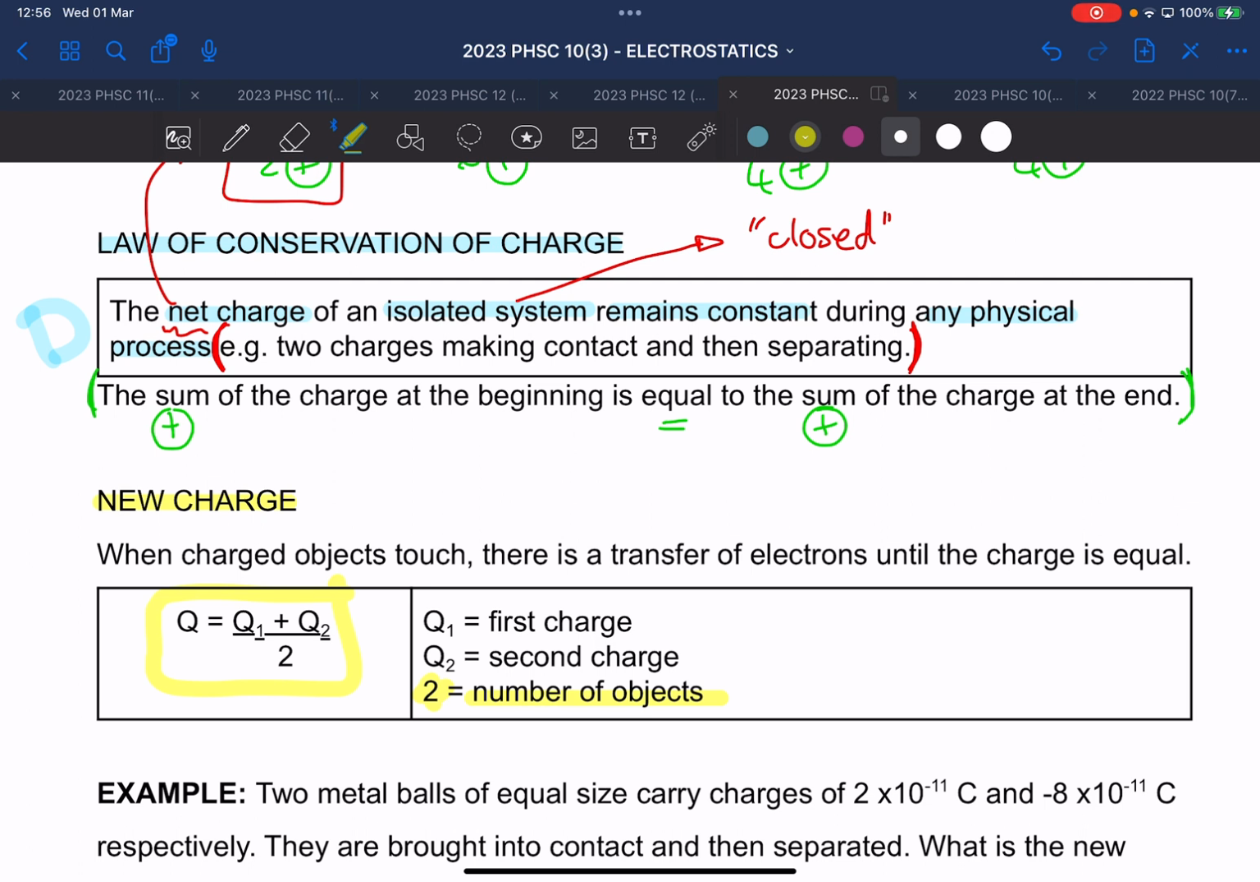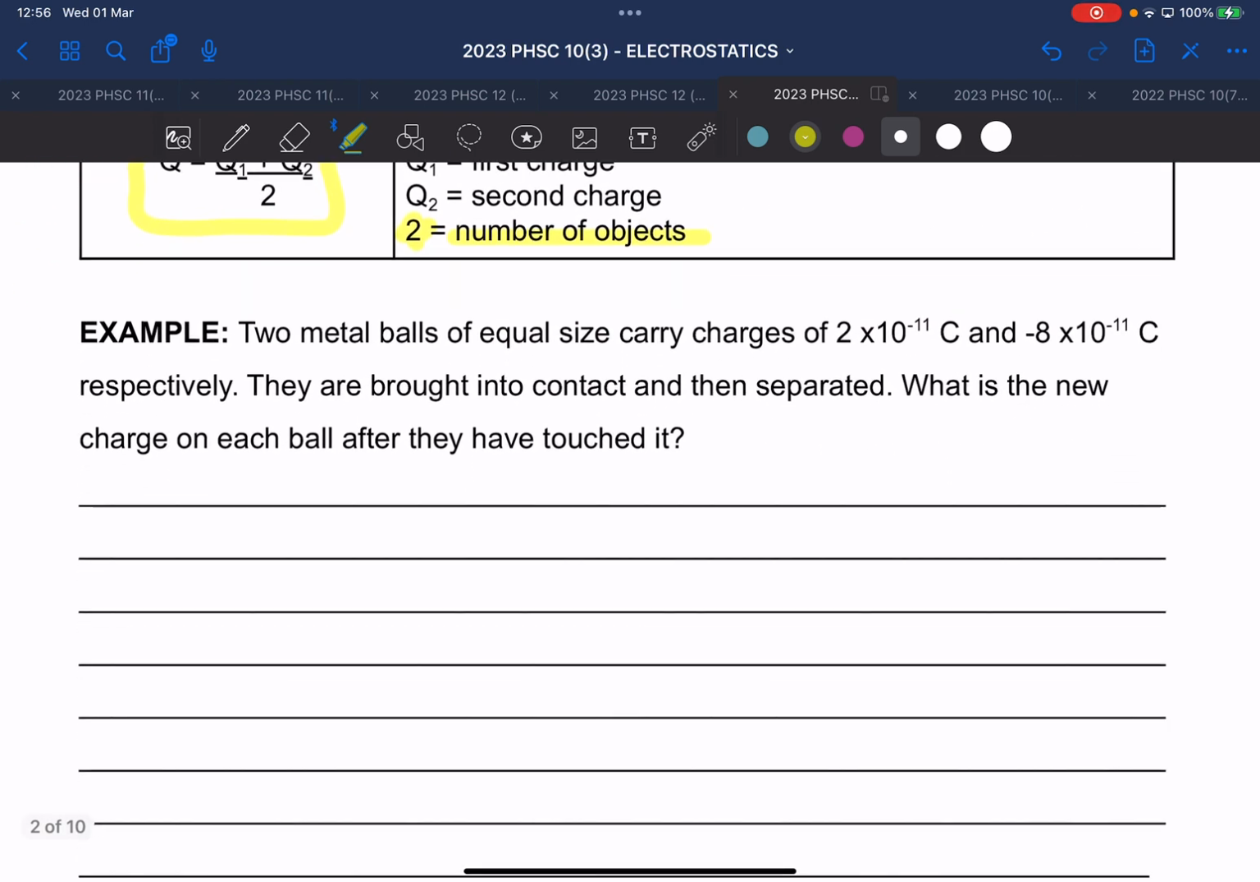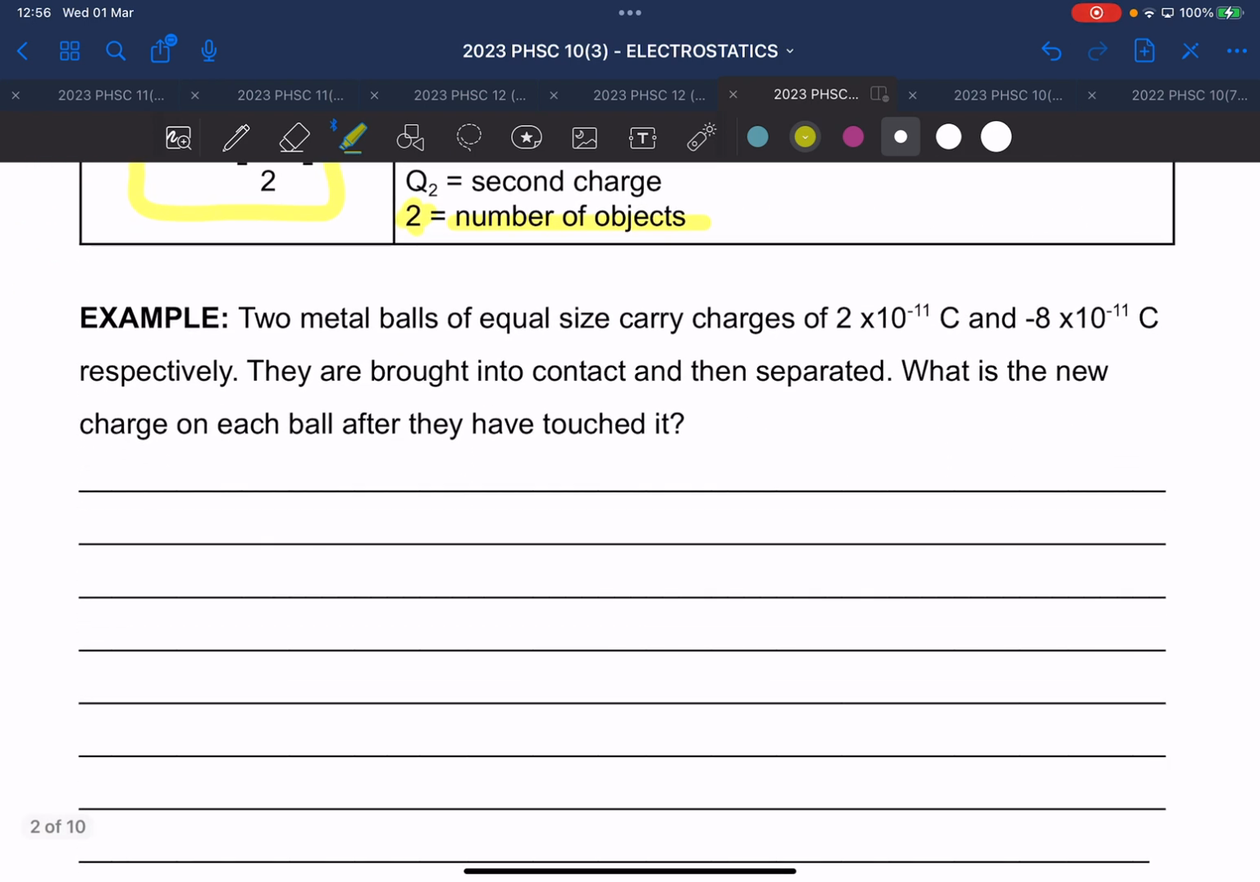If we have 7, 7. Okay, let's look at a question like that. It says 2 metal balls of equal size carry charges of that and that respectively. They are brought into contact and then separated.